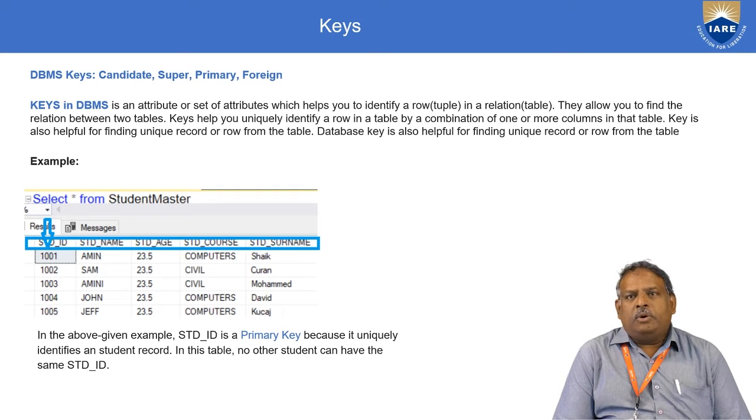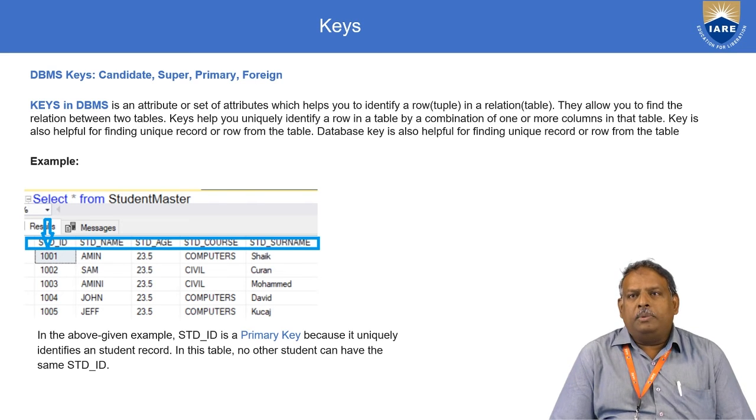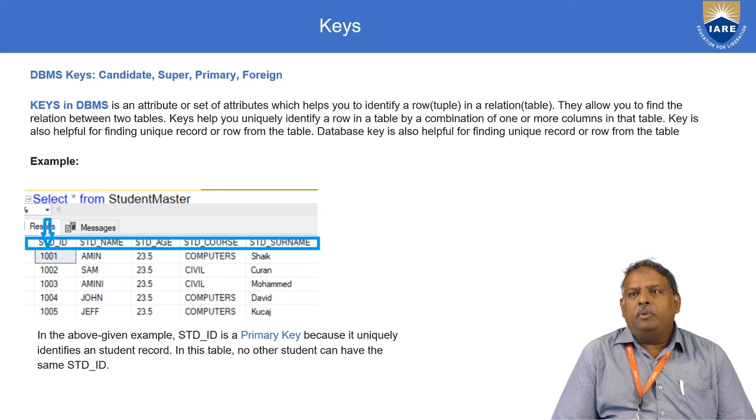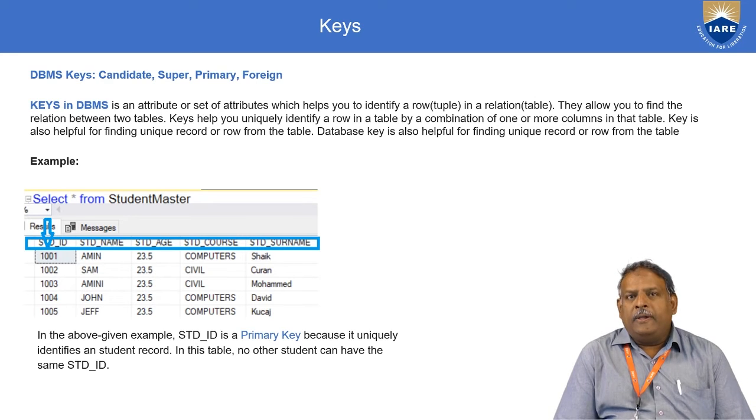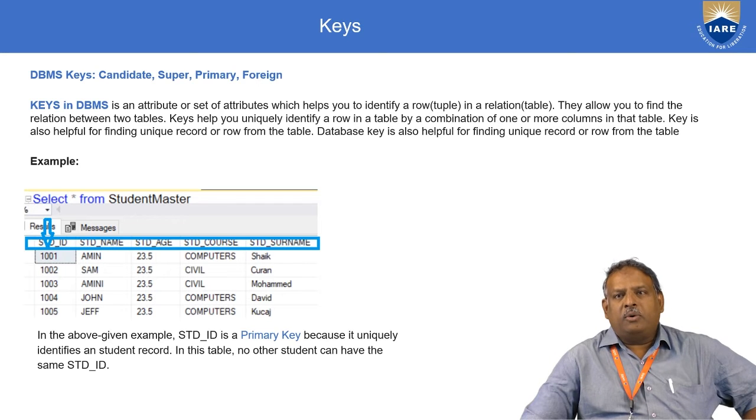Keys help you to uniquely identify a row in a table by a combination of one or more columns in the table. A key can be a single column or more than one column to identify a record uniquely. A key is also helpful for finding unique records or rows from the database table.